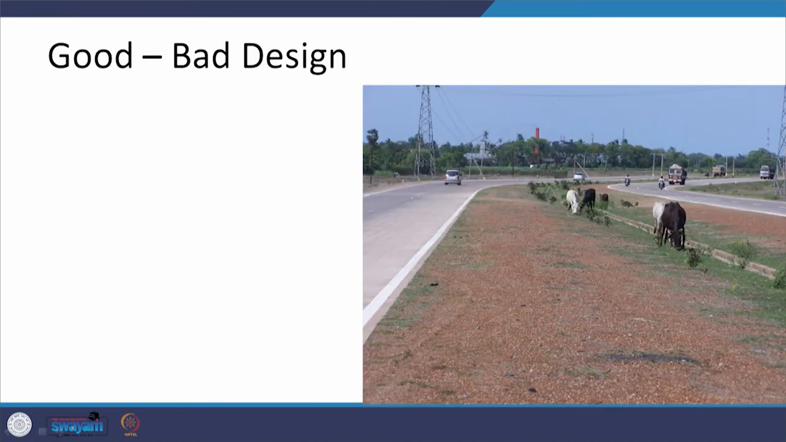Now, here you can see it can be considered as a good or a bad design. So, two well segregated roads are provided with a wide median in the center, but the issue is that there are a lot of animals here, the cattle are here, and when they start moving in either this direction or the other direction, then there is always a possibility of a mishap happening, and that makes it bad. So, it is a combination of a good and bad design.